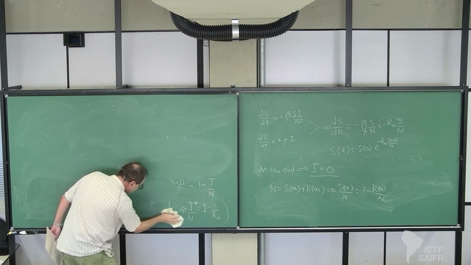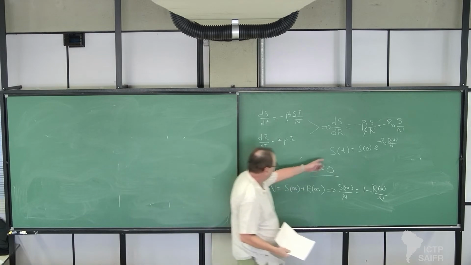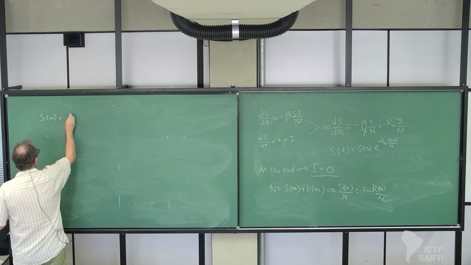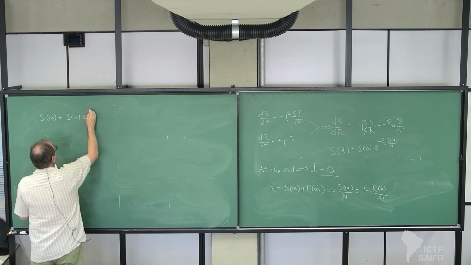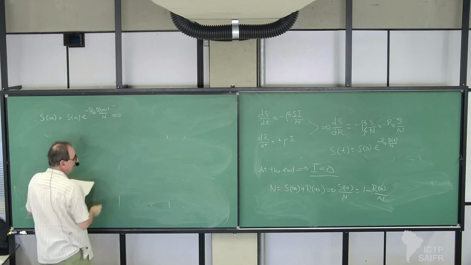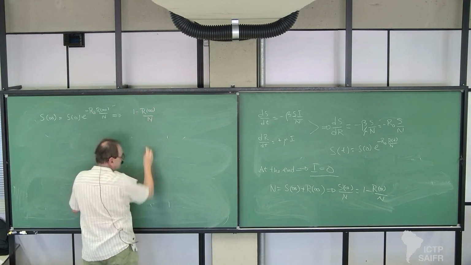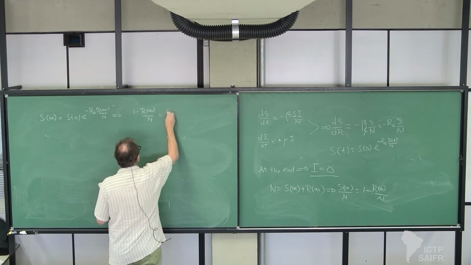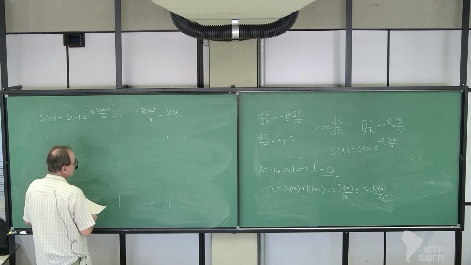And now I can substitute this. Here, I put this at infinity. You have s of infinity equal to s0 e to minus r0 r infinity over n, which implies that 1 minus r infinity over n, which is the s at infinity, is equal to s0 divided by n here.